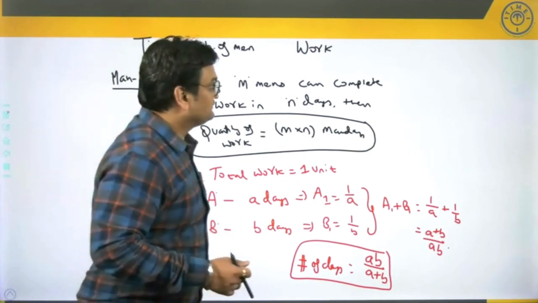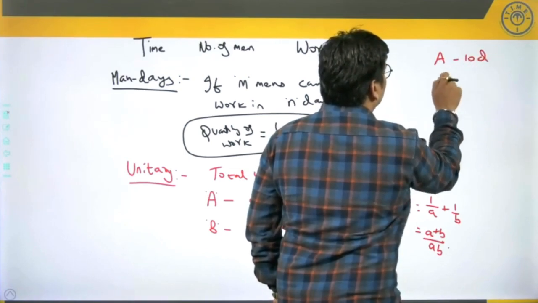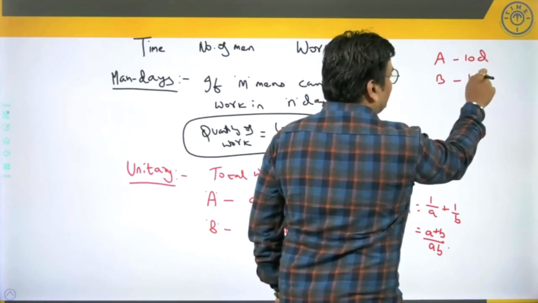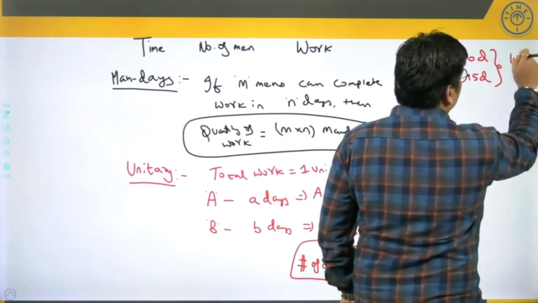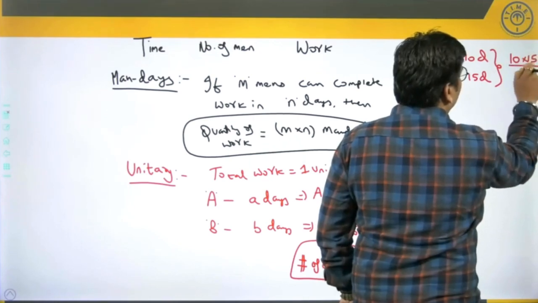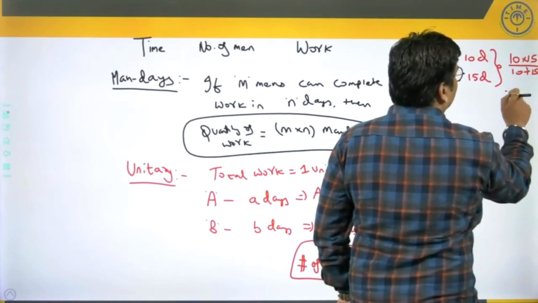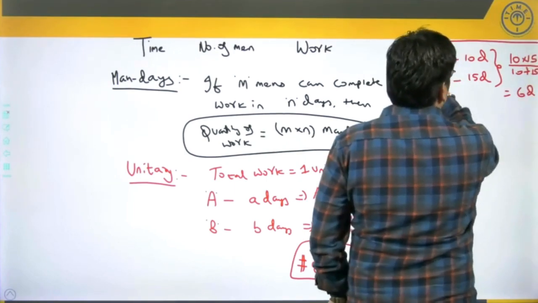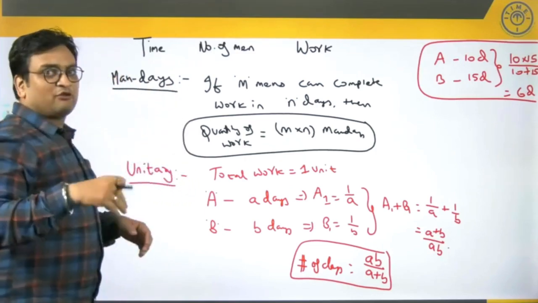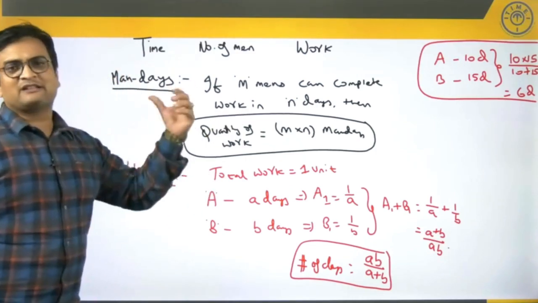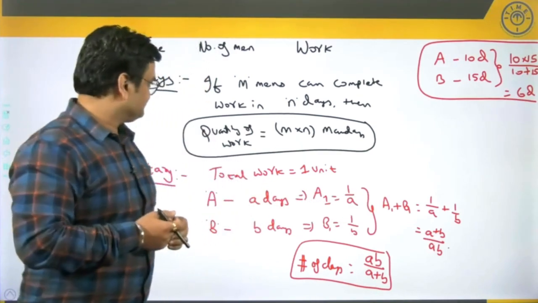So for example, if I tell you A can complete a work in 10 days, B can do the same work in 15 days. Together they would be able to complete the work in A into B, 10 into 15 by 10 plus 15, which when you simplify you will get 6 days. So this is by the unitary approach. This is the second way in which we quantify the work. We say the total work is 1 unit, and based on that, these are the calculations that we can perform.